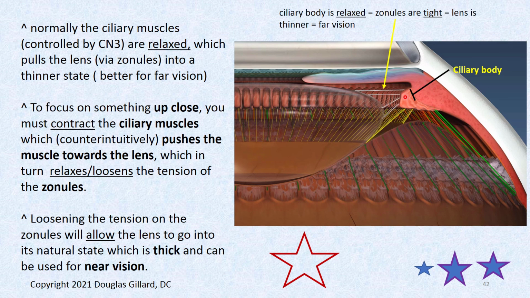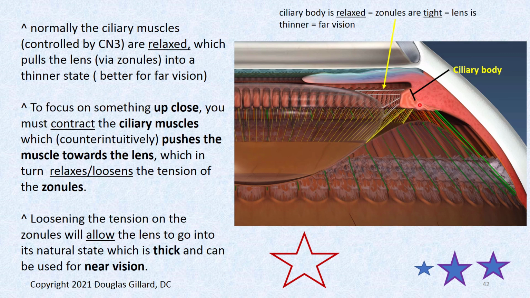So there's the ciliary body. Remember, there are these little parachute cords, and there's the lens. The lens likes to be nice and thick and tight in its natural state. So the ciliary body, as the zonules, or these little parachute cords, are pulled tight, the lens gets thin.